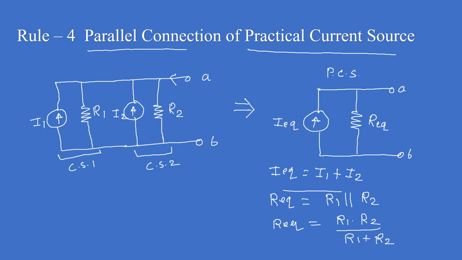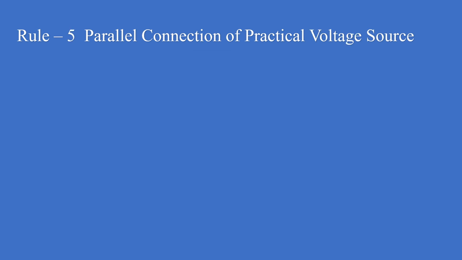So by seeing rules number 3 and 4, what we observed is that if we want to add any two practical current sources, that connection should be parallel. And if we want to add any two practical voltage sources, the connection should be series. So these two points are the most important when we are using source transformation. Right? Now we will see another rule.